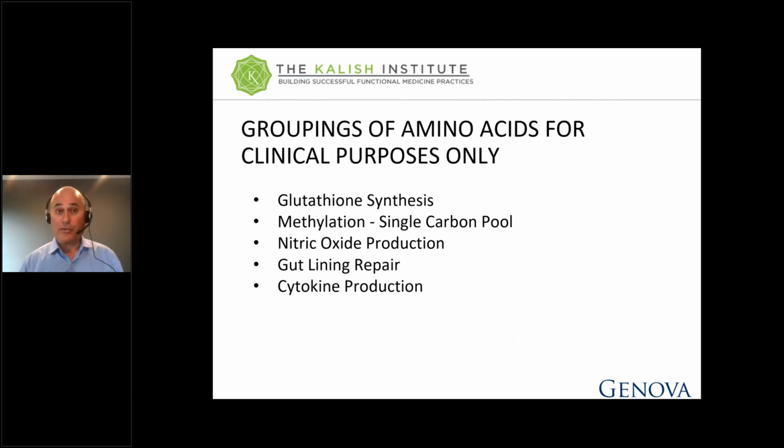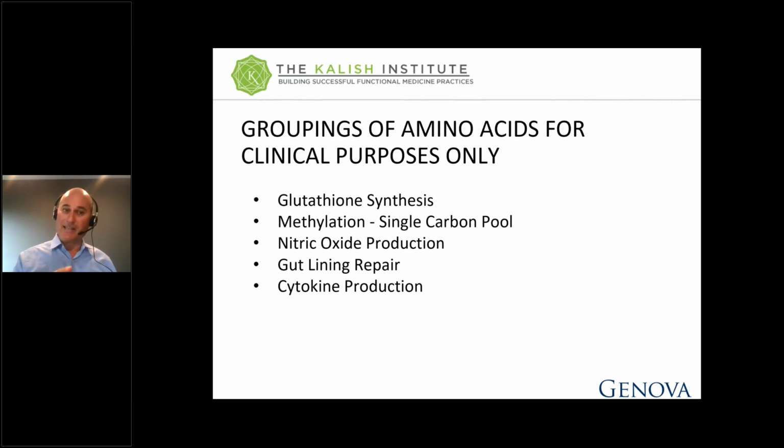Now, I also like to group things just for clinical purposes, which would probably be upsetting to any of you that have a degree in biochemistry. But anyway, this is just how I think about them when you're actually doing treatments. You should scan the lab test and look for the 3 amino acids that are required to make glutathione: glycine, glutamine, cysteine. If they're not adequate, you've got a problem, right?